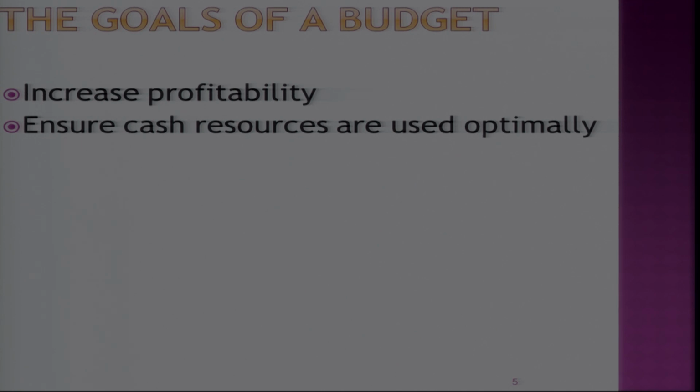The goals of a budget are to increase profitability and to ensure cash resources are used optimally, meaning it is used to the best of its advantage. One thing you need to realize, if cash is only in a bank account, it's not used optimally, because if you could invest in a project that could give you a 15% return and the bank only gives you 2% interest, the money is best used in the investment in the project than just staying in the bank account.